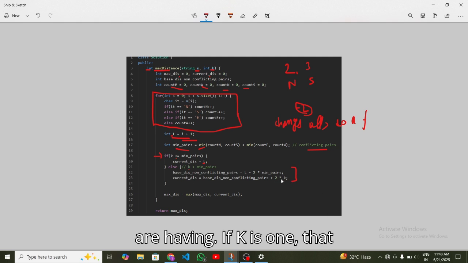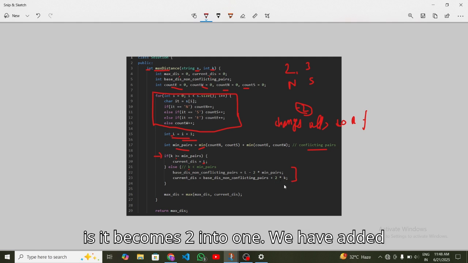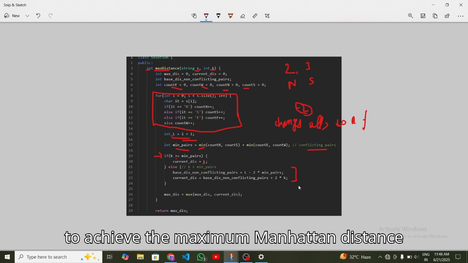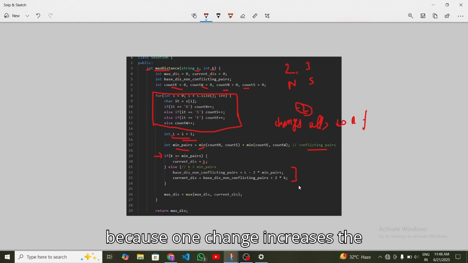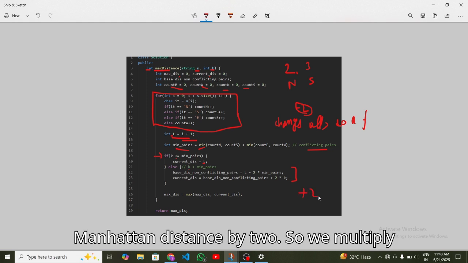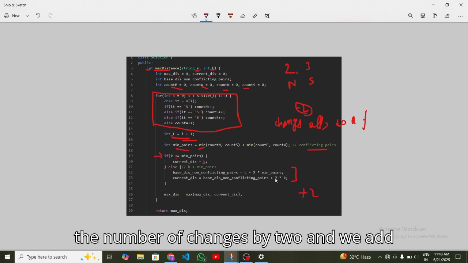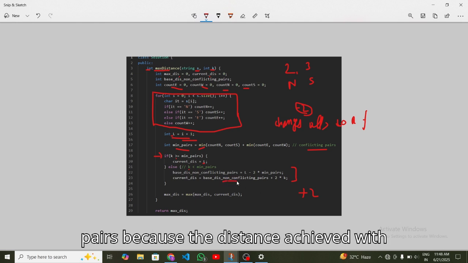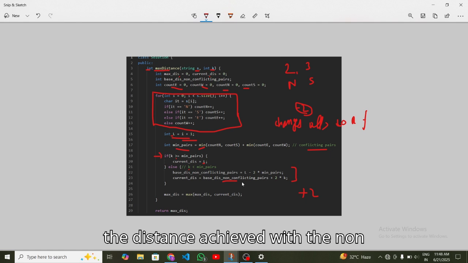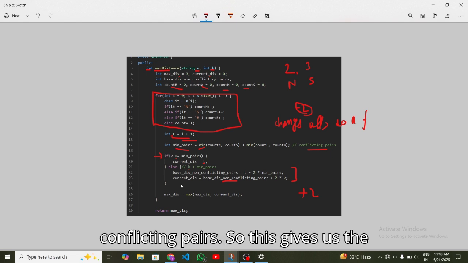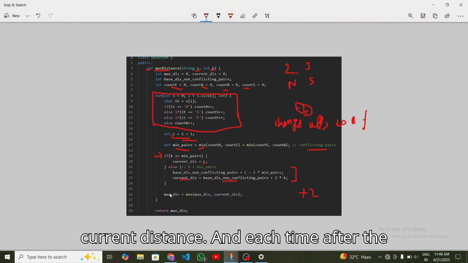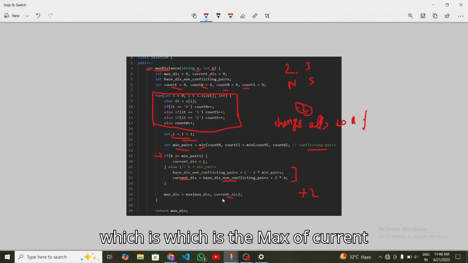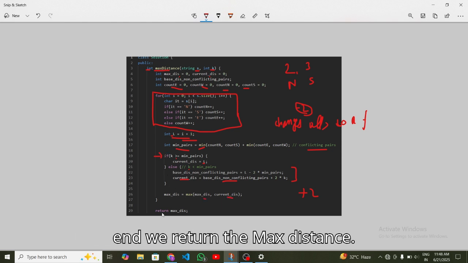If k is 1, it becomes 2 into 1. We have added the number of changes that will allow us to achieve the maximum Manhattan distance, because one change increases the Manhattan distance by 2. So we multiply the number of changes by 2 and we add to this base distance of non-conflicting pairs, because that is the distance achieved with the non-conflicting pairs. So this gives us the current distance. And each time after the if else, we calculate the maximum distance, which is the max of current distance and the max distance. And at the end, we return the max distance.